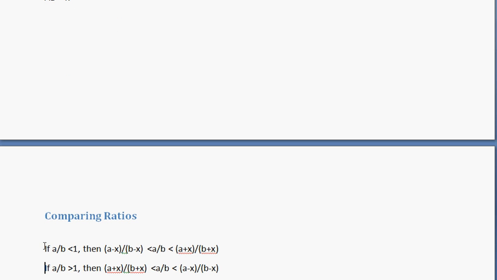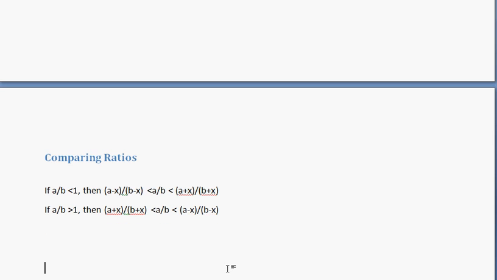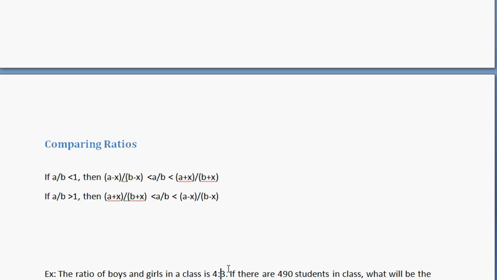Now there is another concept, which is comparing ratios. It is not very important, but still we would cover it. It says that if a ratio a by b is less than 1, then if we subtract x from a and x from b, the new ratio would be less than a by b, and if we add x to a and add x to b, the new ratio would be greater than a by b. If a by b is greater than 1, then things become reverse and this result follows. Just read this result and see if you can work with it as and when required, right?